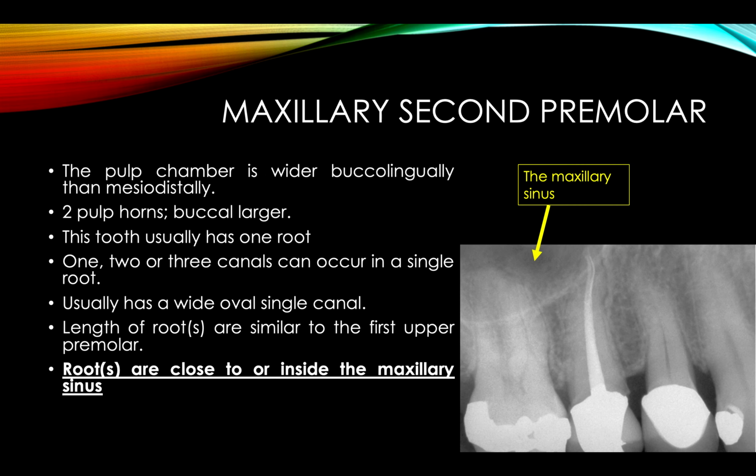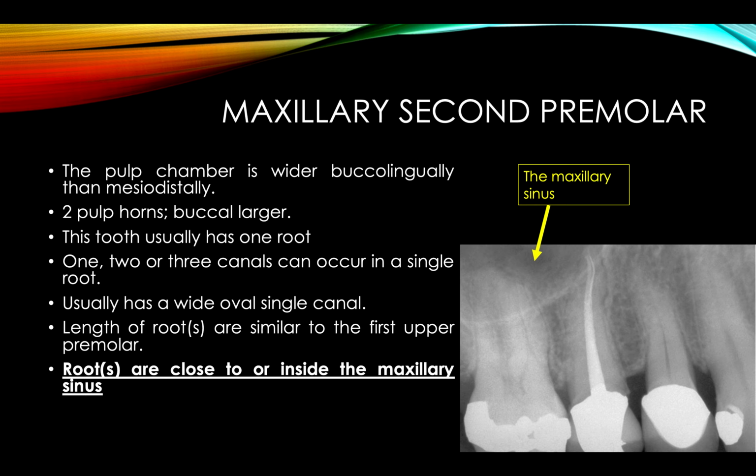Now, if we look at the pulp space anatomy of this tooth, we will find that the pulp chamber is wider buccolingually than mesiodistally, of course, because it reflects the anatomy of the tooth. And it usually has 2 pulp horns, and the buccal pulp horn is usually larger.